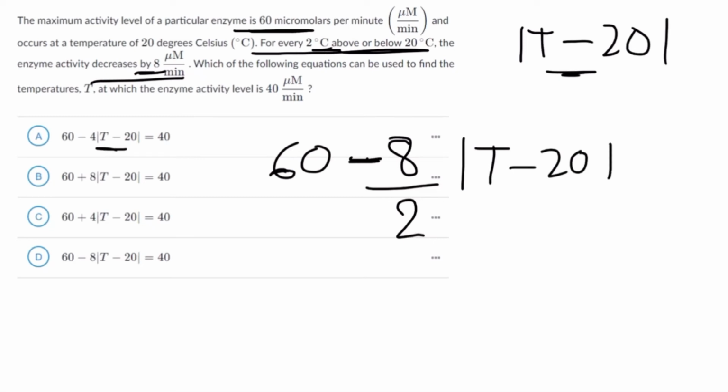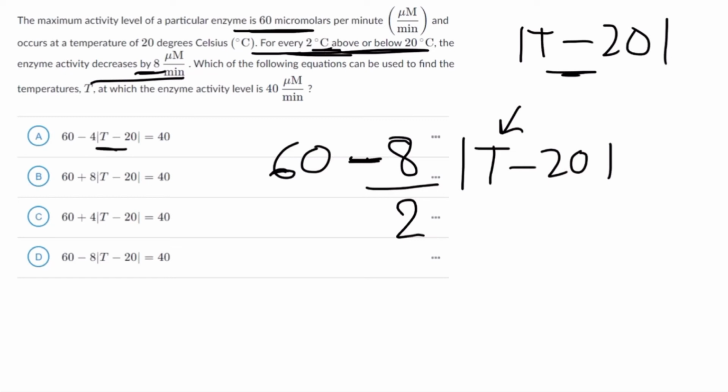So why this works, say T was 22, right? That will leave us with 2. 2 will cancel out with 2 and it will decrease by -8, just like they mentioned here. So they said every 2 degrees decreases by 8, and we know that's written as a ratio when it says it decreases by this for every whatever. And again, they said above or below 20, so we're just going to write T minus 20 to get whether it was negative or positive. We just want the value.